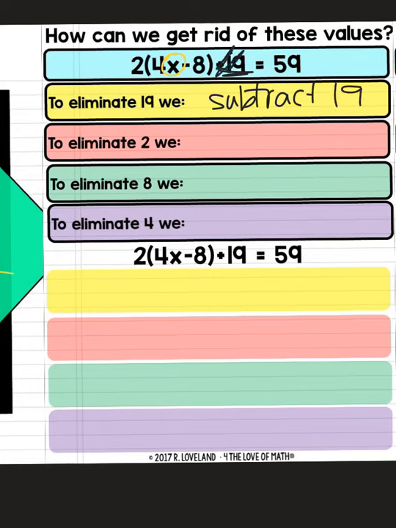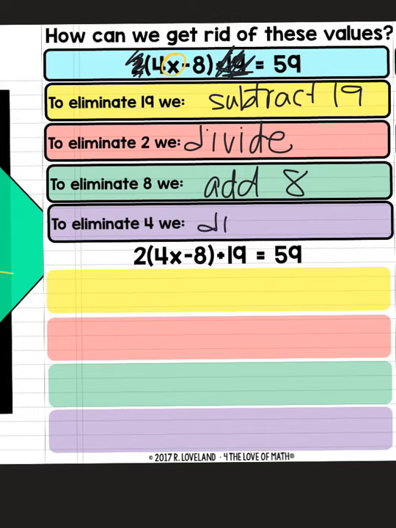Then if this is gone, the thing that's the furthest from the x is the 2. So how would I eliminate the 2? Because it's being multiplied, I would divide. Then the thing that's the furthest from the x is the minus 8, so we'd add 8. Finally, we'd divide by 4. Let's go ahead and give that a shot.